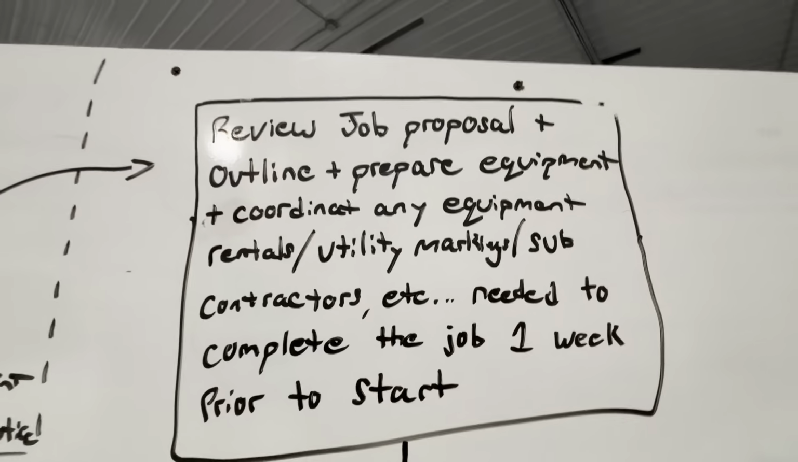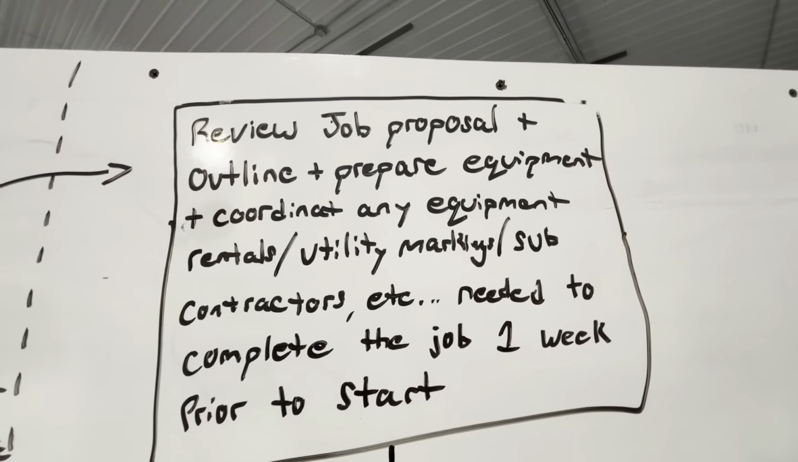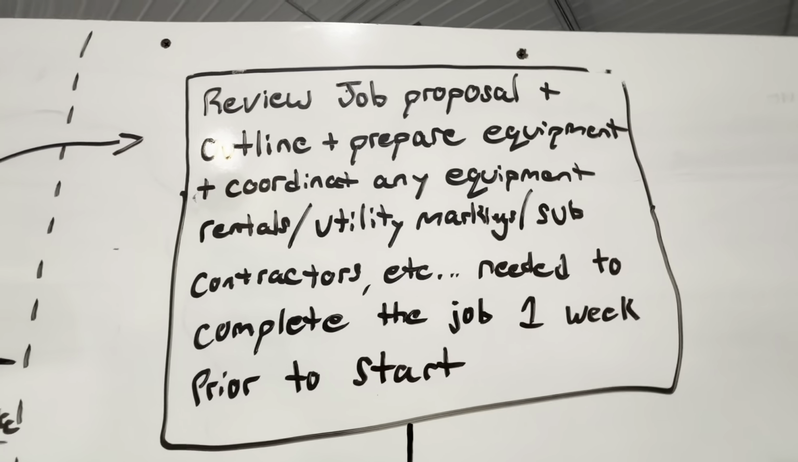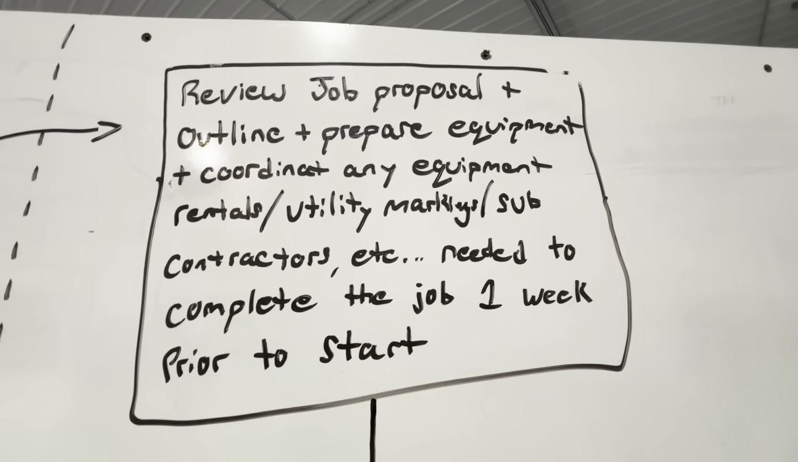Now, on the operations side, review job proposal, outline and prepare equipment, and coordinate any equipment rentals, utility marking, subcontractors, etc. needed to complete the job 1 week prior to start. Now, obviously, if you're doing bigger jobs, you're probably going to want a little more advanced notice than that for lining up your materials and whatnot. The work that we do, really, 1 week is plenty. We're doing a lot of tree removals, land clearing. If we do need material, it's just gravel or culverts or super simple stuff. So about 1 week notice.